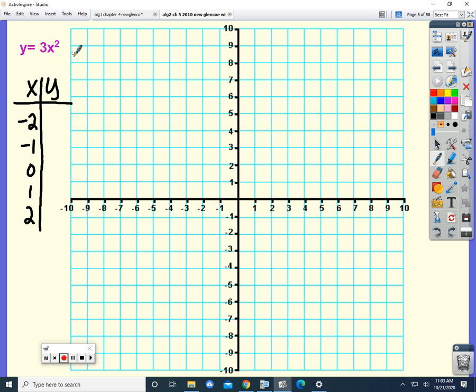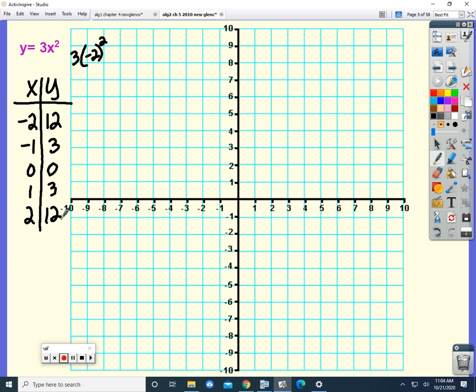So the math in this, we're going to put -2 squared, which is 4, times 3, that'll be 12. Then you go to the next one. So -1 squared is 1, times 3 is 3. 0, easy math, 0 times 3 is just 0. And then the 1 will give you 1, and 1 times 3 is 3. 2 squared is 4, and then 4 times 3 is 12.